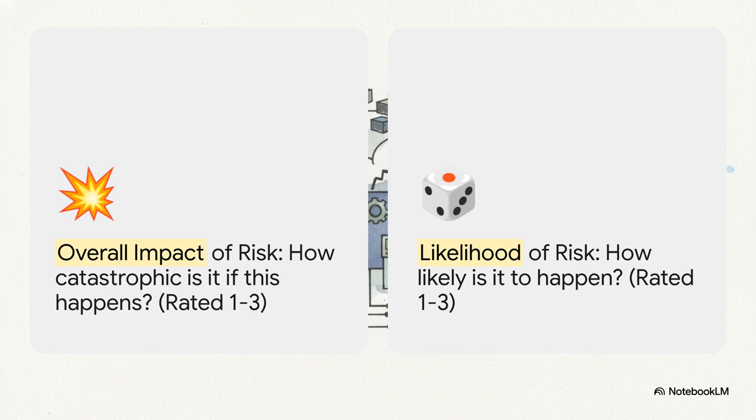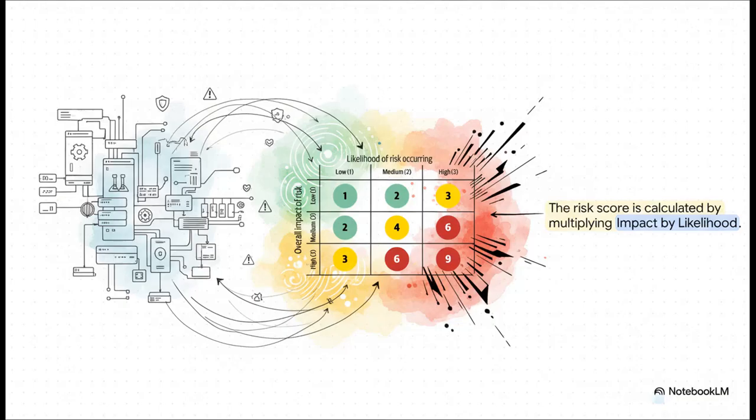Then, the second question: what's the likelihood of this thing actually happening? Is it something that could pop up every day, or is it a once-in-a-decade kind of event? And again, we rate that from 1 for low to 3 for high. Now, here's where it gets really interesting, how these two things come together. We just multiply the impact score by the likelihood score. That's it. And that gives us a final risk score, somewhere from 1 to 9.